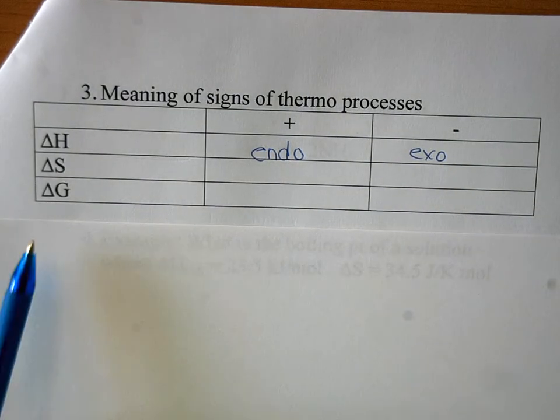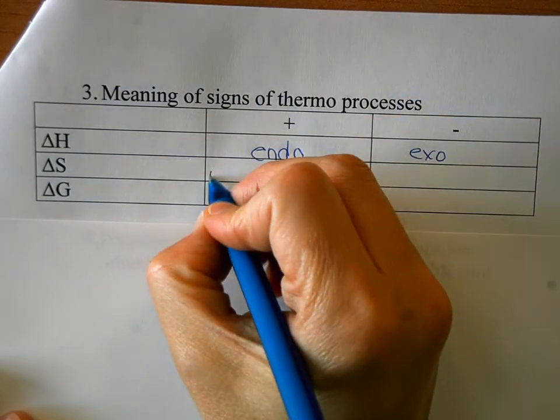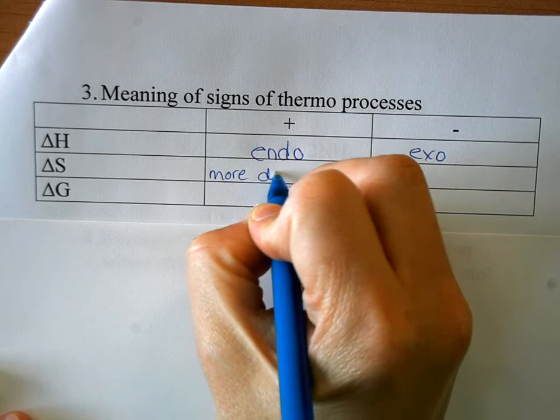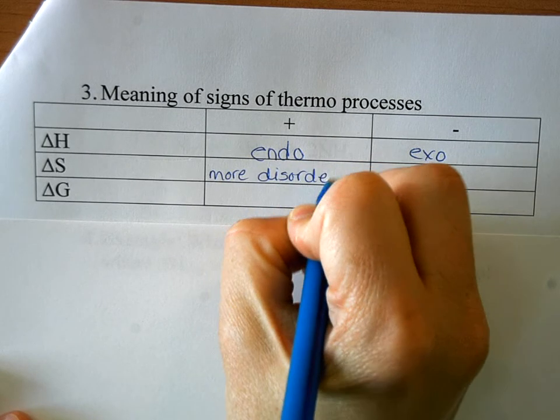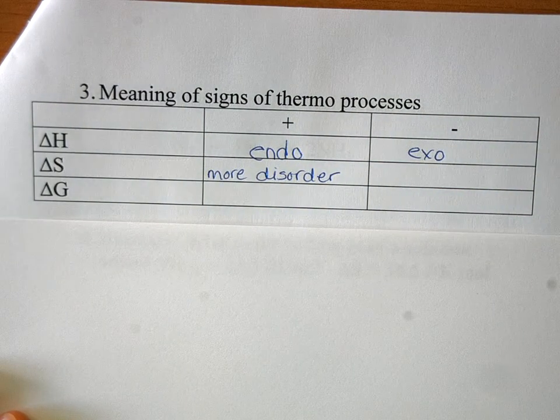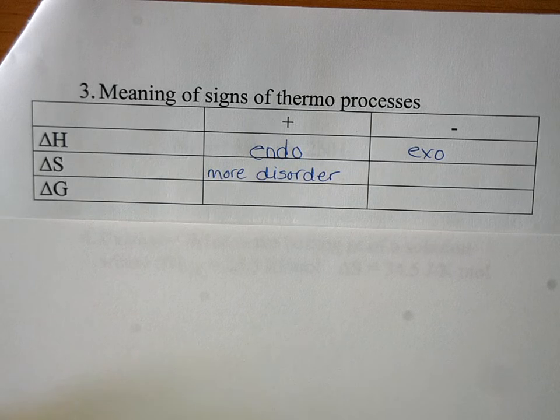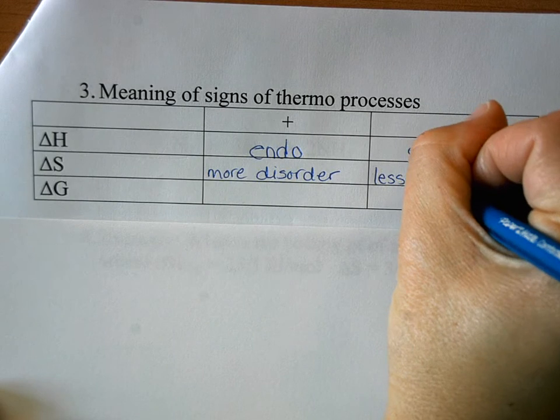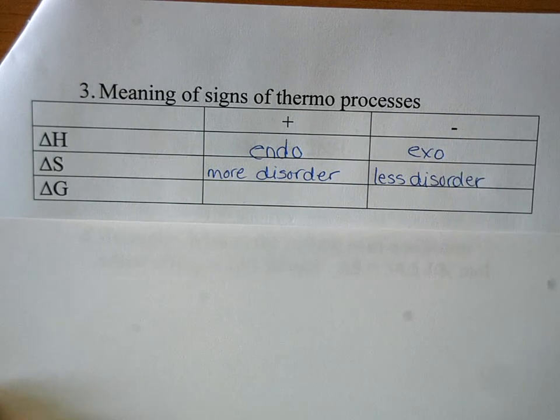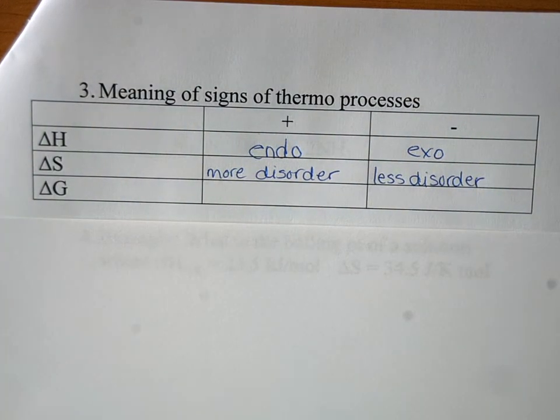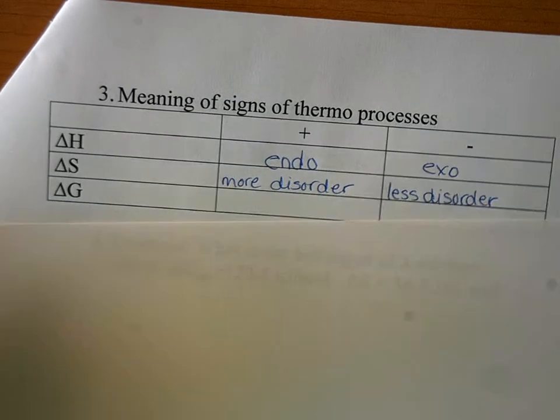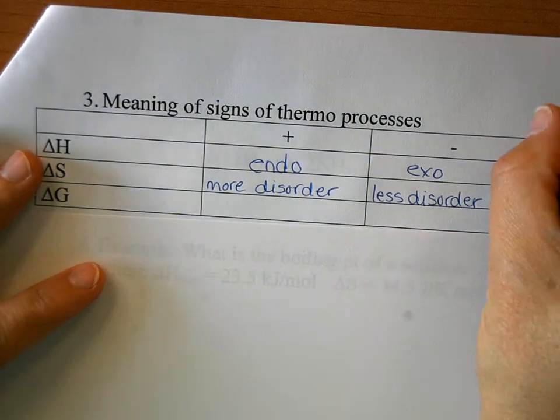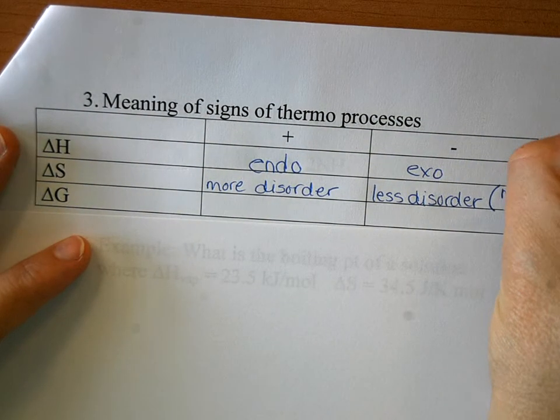Delta S, if it's positive, means that there's more disorder, greater entropy. Now, negative delta S, you can think about a couple different ways. You can think about it as less disorder, possibly because of the negative sign. That might be easy for you to think of it that way. Or you could think of negative delta S as being more order.